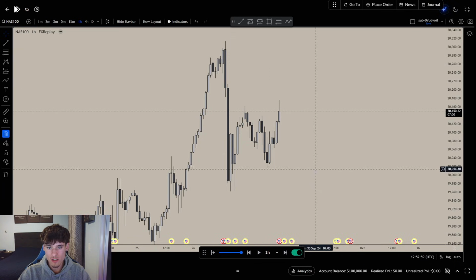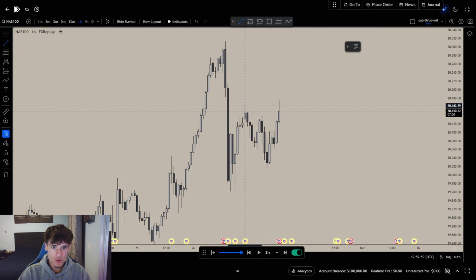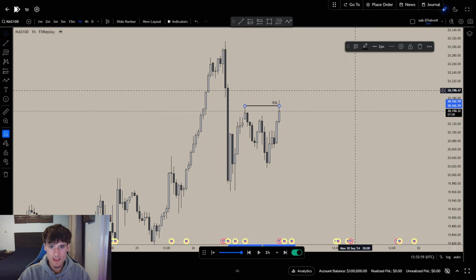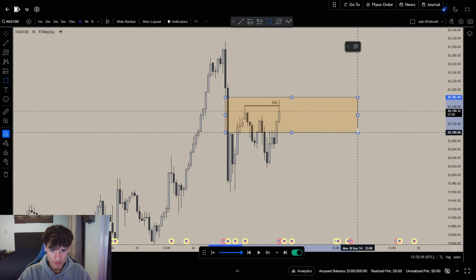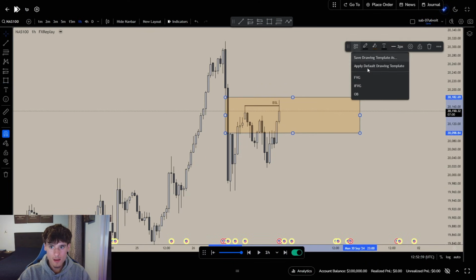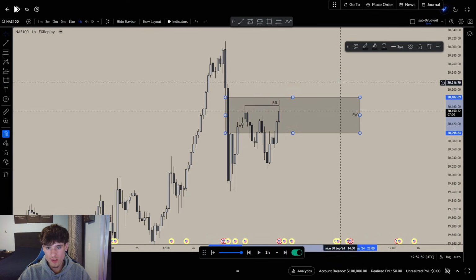Now we have just a bit of a consolidation period in this area. So what do we see? Let's mark it out on the hourly time frame. Well, we have a buy side liquidity. And what do we have in this buy side? A fair value gap. So again, buy side or sell side with a fair value gap, very, very powerful.